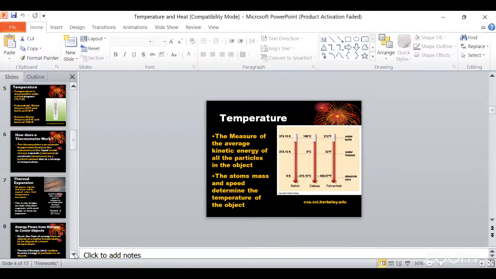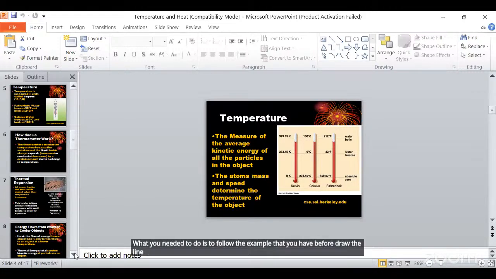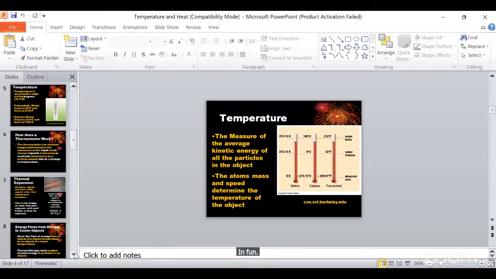What you need to do is to follow the example that you have before. Draw the line to the upper fixed point of your normal temperature, 100, and the lower is 0. Put C in between. Go ahead. Yes, sir, I got 27.3. In Fahrenheit, it's 81.09 degrees Fahrenheit, while in Kelvin, it is 300.27. Then in Kelvin, it is 300.27.